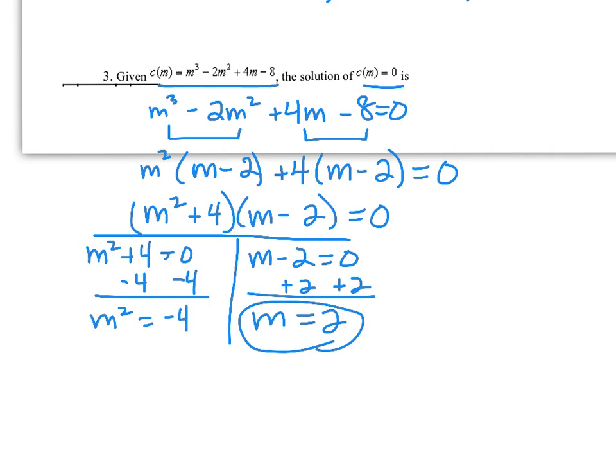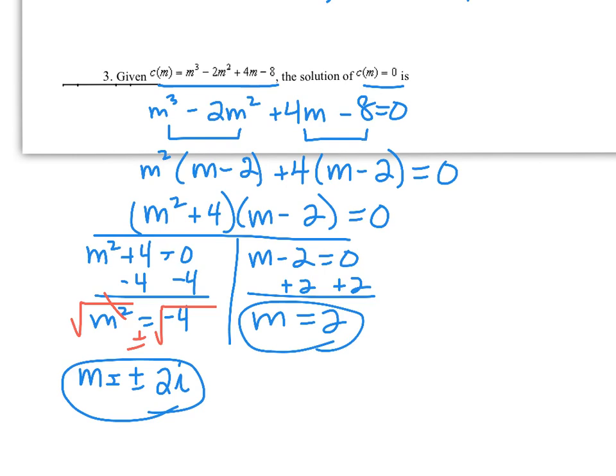Now, remember that if we want to get rid of that squared, what we would want to do is take the square root, because that will cancel out that square. But remember, when you take the square root, you need a plus or minus in front of that. Okay? So just be careful, don't forget that plus or minus. So we have m equals plus or minus, and the square root of negative 4 would be 2i. So we have two non-real solutions, plus or minus 2i, and one real solution, m equals 2. So your answer, if you look at your choices, is going to be choice 4.